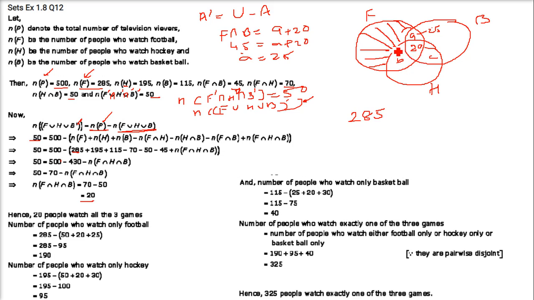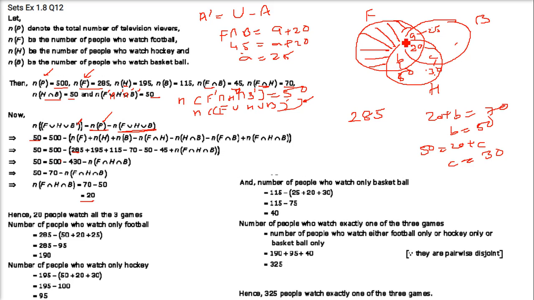Similarly, come here. F intersection H is what? F intersection H is 20 plus B. What is F intersection H? This one, 70. So B will be equal to 50. So B is 50. And what is C? 20 plus C is B intersection H. B intersection H, this one, is 50. So 50 is equal to 20 plus C. So what is C? It is 30.